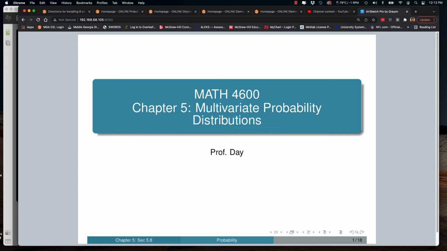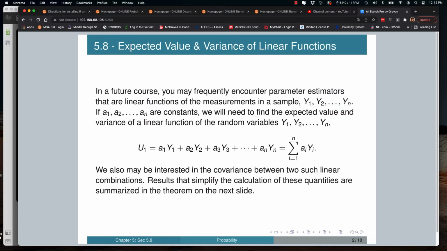We're moving into section 5.8 today, which is all about the expected value and variance of linear functions. Kind of set the stage here. We won't do a lot of this in this course. There's some chapters later in the book that we won't make it to. So maybe in a future course that you may take, if some of you go on to graduate school and take a statistical theory course, stuff we're learning in this section will probably come up and be helpful for you in the future.